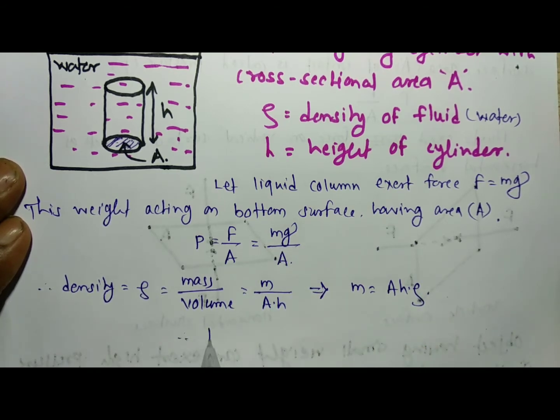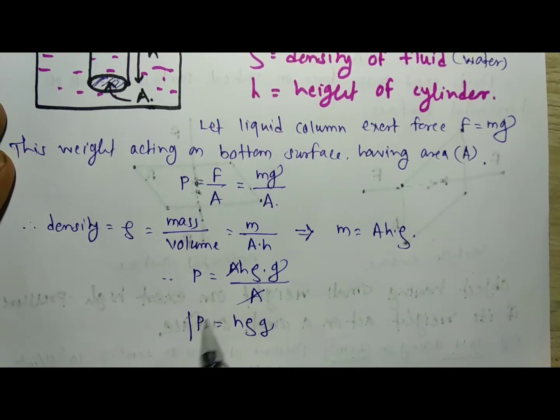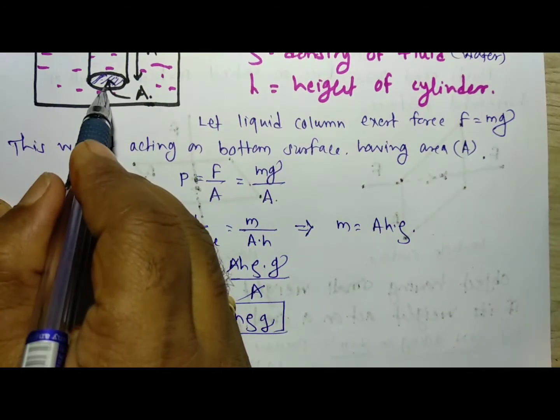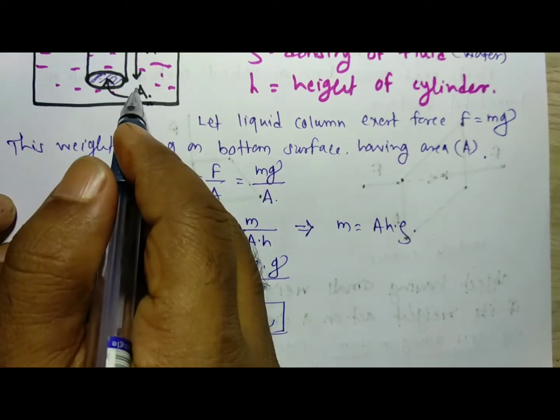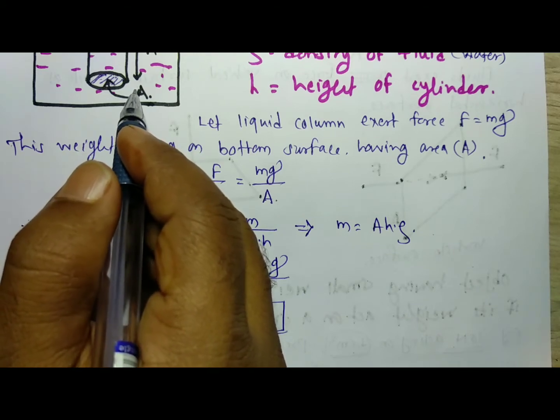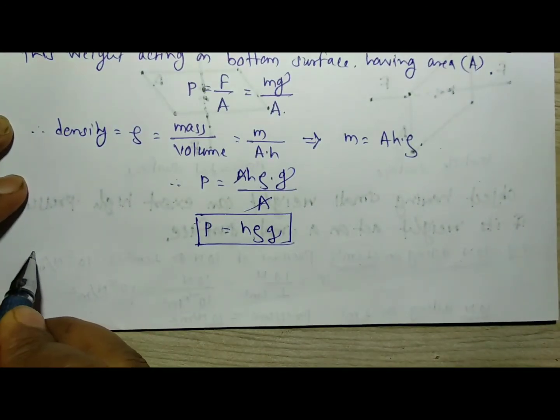You will get P is equal to A h rho g divided by A, and A cancels, so pressure is equal to h rho g. Therefore this is the equation of pressure exerted by the liquid column on the bottom of the cylinder. This liquid column exerts pressure on the bottom of the cylinder, and therefore pressure P due to a liquid of density rho is at depth h.